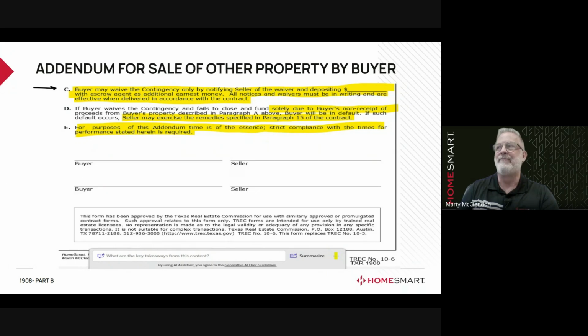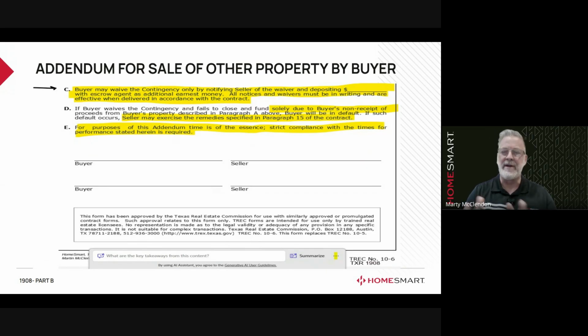Now, if buyer waives the contingency and fails to close and fund solely due to the buyer's non-receipt of proceeds from buyer's property described in paragraph A above, buyer will be in default. If such default occurs, seller may exercise remedies specified in paragraph 15. Paragraph 15 is a default paragraph.